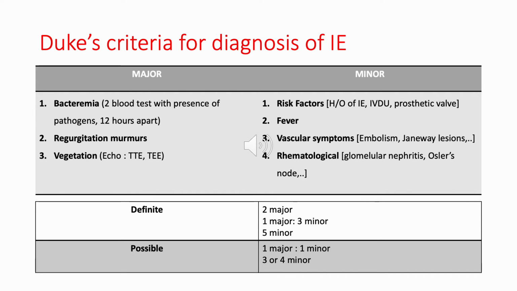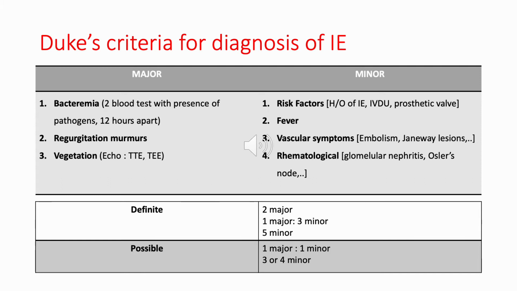major criteria. And these murmurs usually happen if there is vegetation, bacterial growth on the valves, that in the long term can cause the valves not to work as efficiently as they should, and then that causes these regurgitation murmurs. Third point would be vegetation. So when the bacteria goes into the bloodstream, lands on the valves, and they start growing and thriving in these areas, then you could see these vegetations through echo.